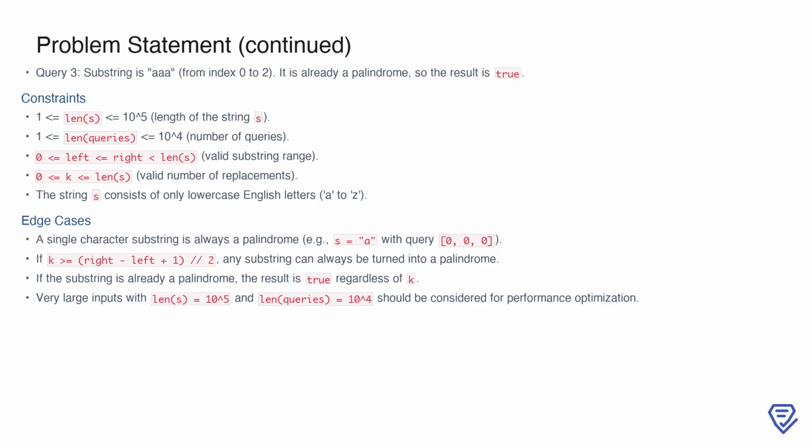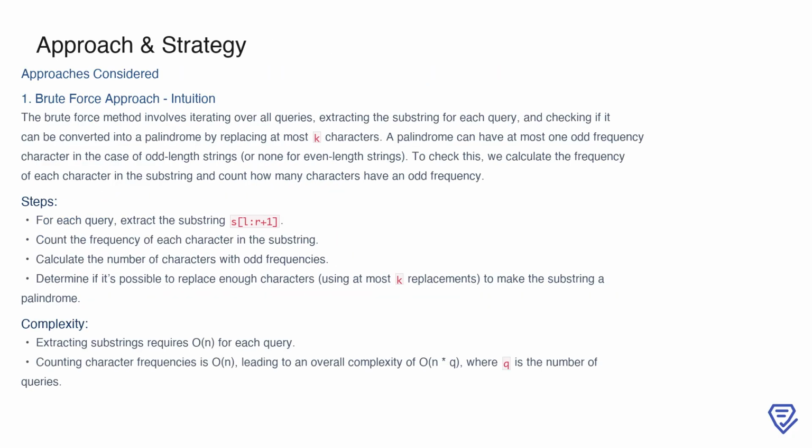Performance considerations must be addressed to handle the maximum input sizes efficiently. To start, let's consider the brute force approach to solving this problem. The idea here is straightforward. For each query, we extract the relevant substring, calculate the frequency of each character in that substring, and count how many of those characters have odd frequencies. This is important because a palindrome can have at most one odd frequency character in the case of odd-length strings, or none at all for even-length strings.